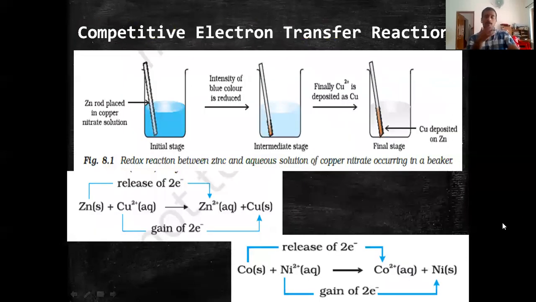Now, competitive electron transfer reactions. Especially it is observed in the case of metals based on their electropositivity. The metals with more electropositivity have more tendency to give electrons. So if there are two metals, the one with more tendency to give electrons will donate electrons, that is, will be oxidized. That is a competitive electron transfer reaction. It is explained with an example here.